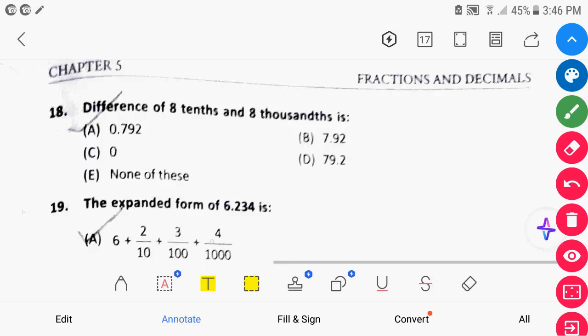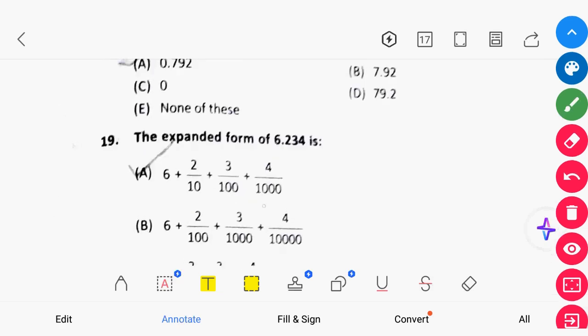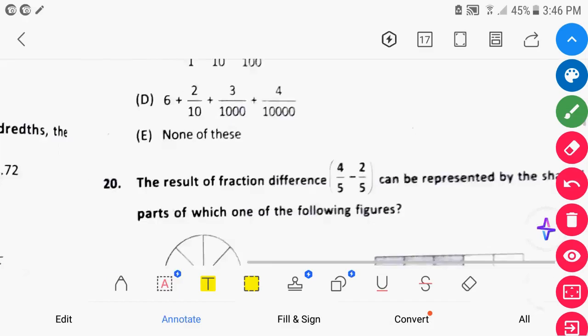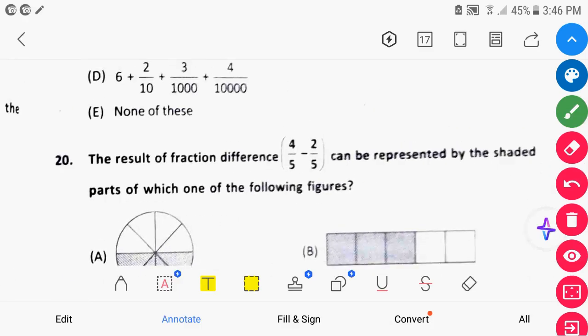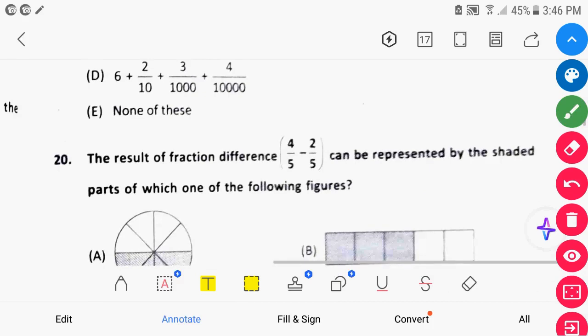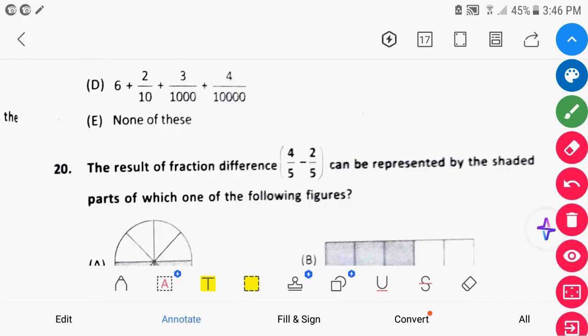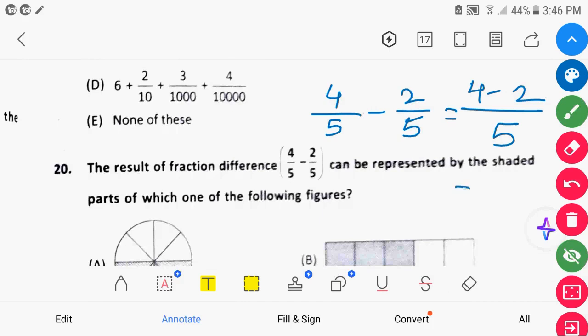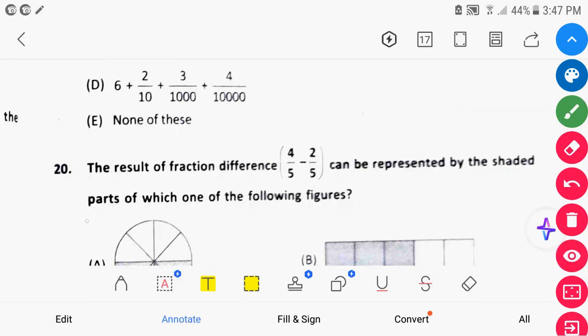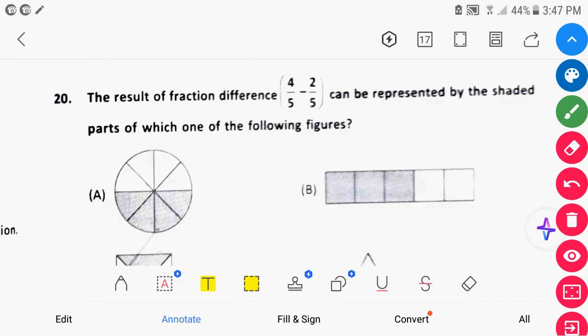Now the last question. The result of the fraction 4 upon 5 minus 2 upon 5 can be represented by the shaded part of which of the following figures. Now first find the difference. 4 upon 5 minus 2 upon 5. Now the base is common, so just subtract the numerators. 4 minus 2, that is 2 upon 5, meaning 5 portions are there, 2 are shaded. Now search which figure has 5 equal parts and 2 shaded parts.